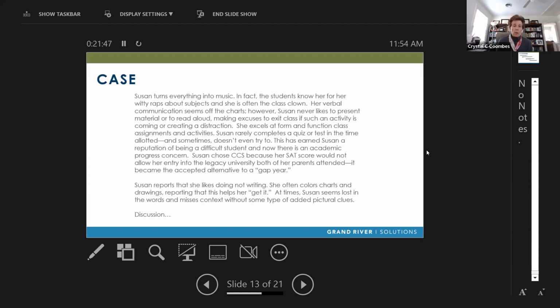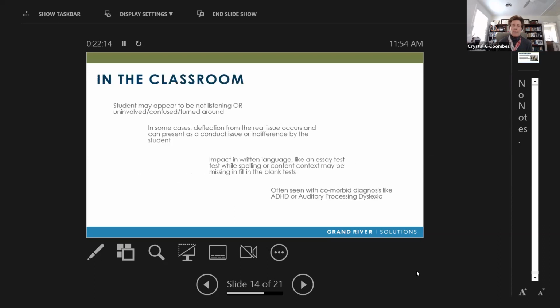Susan now reports that she likes doing, not writing. She often colors charts and drawings, reporting that this helps her get it. At times, Susan seems lost in the words and misses context without some type of added pictorial clues. So we're going to return to the case of Susan here shortly, but I want you to get a picture. I'm sure at least one of you, maybe several of you, have had a student like this in your class.